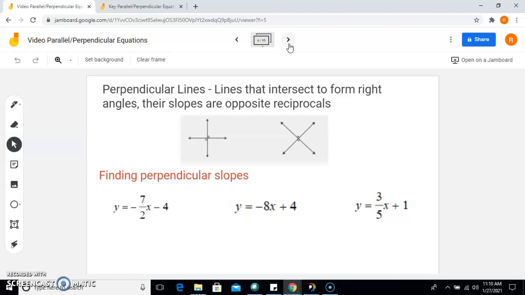With perpendicular lines, they do intersect and they form right angles. Their slopes are opposite reciprocals. So perpendicular lines have opposite reciprocals for the slope. So that tells me two things. Opposite tells me that I need to change the sign. And the reciprocal tells me that I need to flip the number.